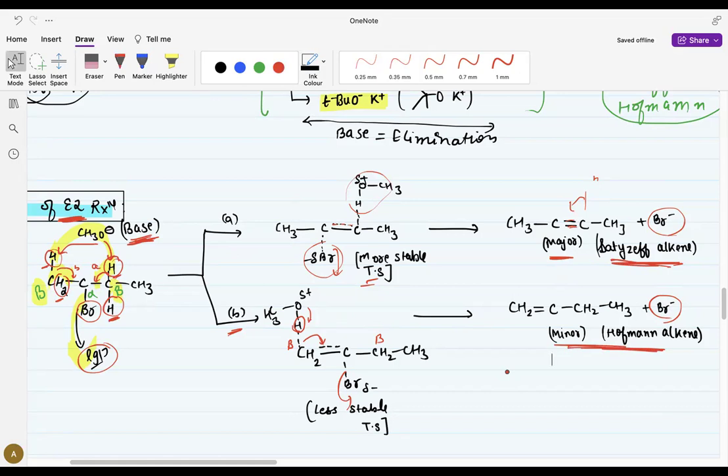You all know, if you have more substituents on the alkene, this is known as Saytzeff alkene. If you have fewer substituents, it is Hofmann. So out of these two, this one will be more stable. Therefore, this is our major product. Saytzeff alkene is the major product. Beta, you have to remember that you have to make the Saytzeff alkene anywhere you have bromine.